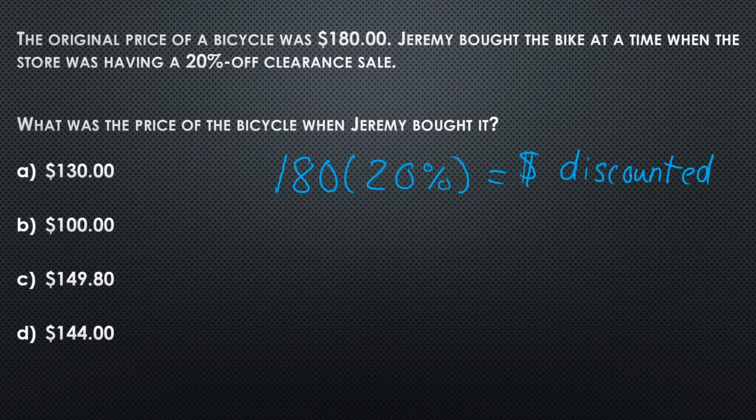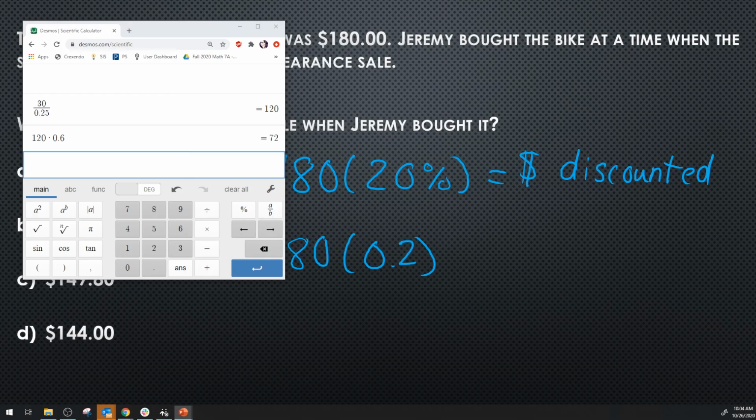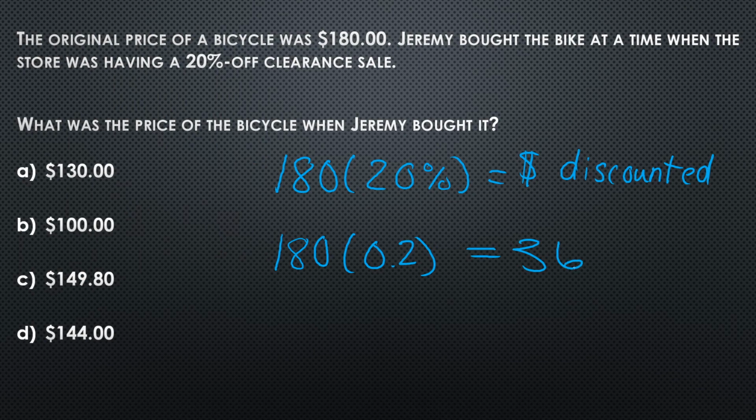So this is how much money I'd be saving off the original price. But before I can multiply these, remember I need to change this 20% to a decimal, which is 0.2. Again, you can take 20, divide it by 100 in a calculator, and you will get your decimal. Once I figure that out, I just need to multiply them. So 180 times 0.2 is going to give me 36, okay? So $36 is how much money was taken off of the bike. This is not how much I pay for the bike.